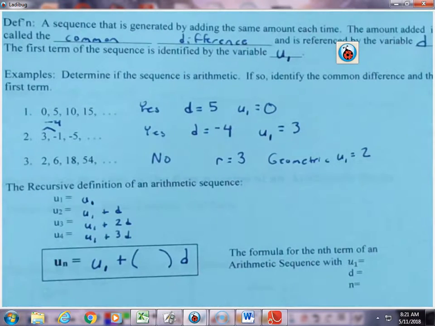Okay, so I'm trying to figure out how many d's I have to add to find the nth term.